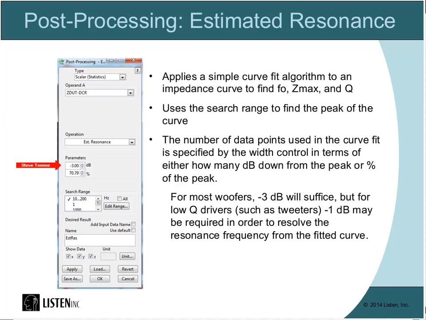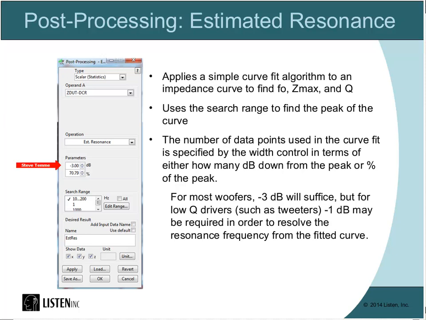So the -3 dB in this case is actually the width control. Once it finds the peak, it's going to look minus 3 dB down below and above the resonant frequency, and then it's going to use that region to curve fit.